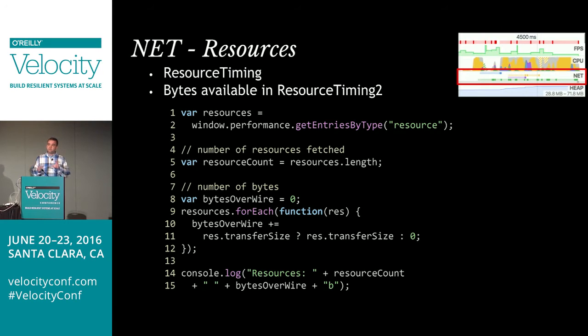Resource timing 2, which is being developed right now and is actually in Firefox today, I believe, has content sizes, transfer sizes, and decode sizes, so how many bytes, basically, of the content. And so you could actually calculate not only when the resources were being fetched from the network, but essentially your consumed bandwidth as well for a lot of these things.